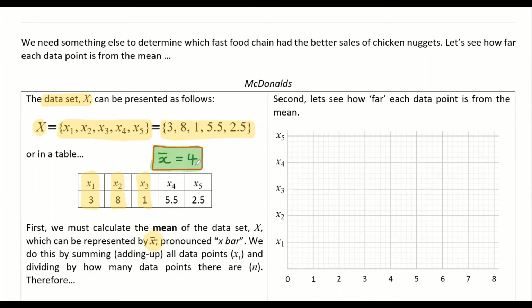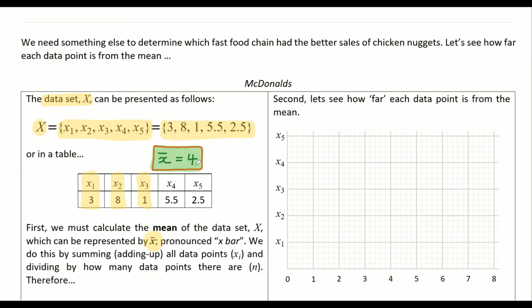Now, if the data points were all called Y1, Y2, Y3, and the data set was called capital Y, then you would call the mean Y bar. All right, I hope that makes sense. So it's whatever letter you use for your set. Now, let's have a look at these data points and see if we can tease out some more information.